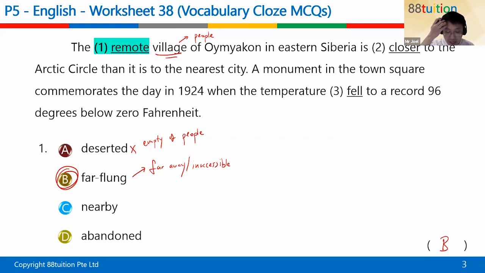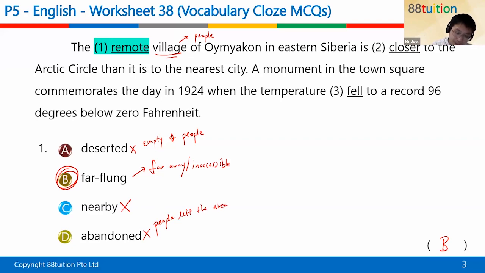All right, so it's a very different kind of word. And of course, nearby is the exact opposite. All right, it's the exact opposite of far-flung. Nearby means, you know, it's reachable. Okay, so that's definitely wrong. And same thing. All right, abandoned has the same meaning. Okay, as empty of people, but it basically means people left the area.